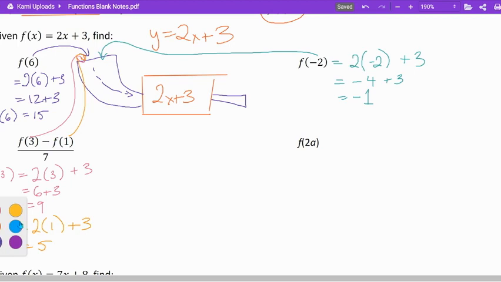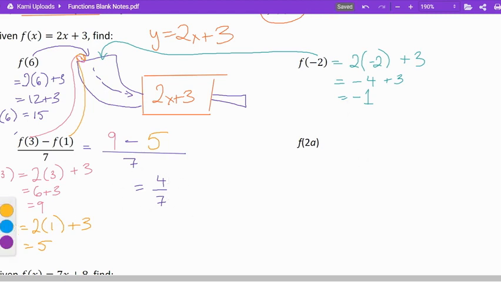So now we can say, in this expression, let's follow the colors, f of 3 is 9 minus f of 1 is 5, over 7. So that's going to be 9 minus 5, 4 over 7. And so with this expression, I get 4 over 7.